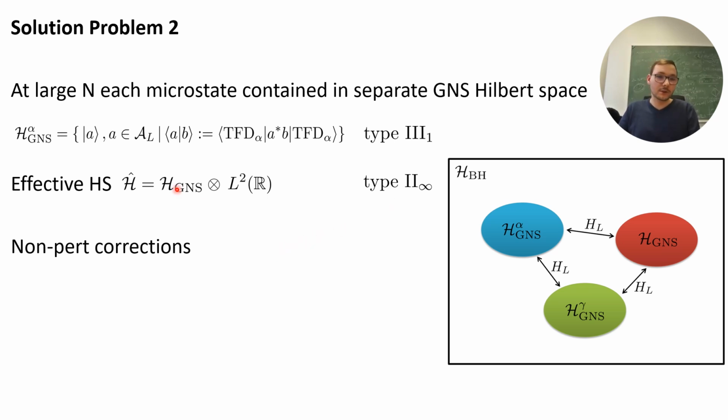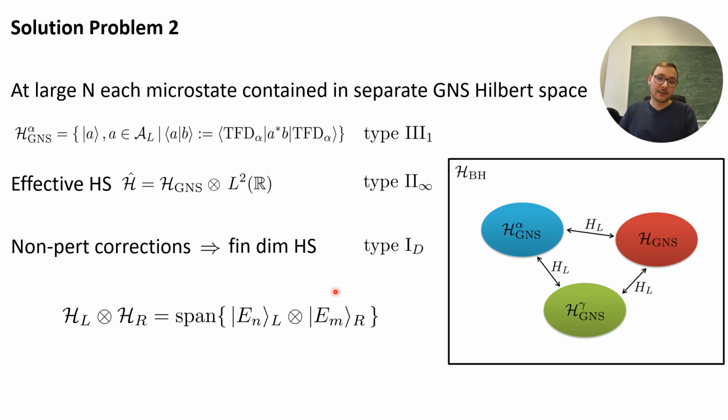And now, as we showed, the non-perturbative corrections lead to a finite dimensional Hilbert space, and consequently the algebra is of type I. And this type I algebra has discrete energy eigenstates, which you can use to span a factorized Hilbert space, which is then our proposed solution for the factorization puzzle.